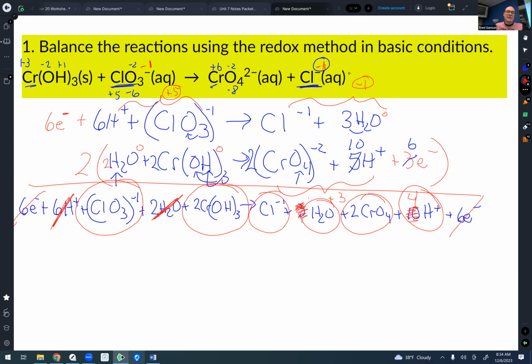Notice what the question states up here at the top. This is in basic conditions. What do you see in your final answer that tells you a contradictory piece of evidence? What does that mean if it's got H's here? It's an acid. All acids have free H's. That's what makes them dangerous. So we are going to add one more step. How do we do this?